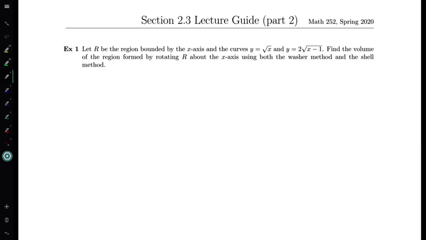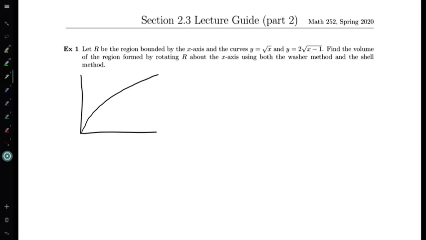Here, R is the region bounded by the x-axis and the curves y equals root x and y equals 2 root x minus 1. We want to find the volume of the region formed by rotating R about the x-axis, using both the washer method and the shell method. So let's draw the region. We've already done the work for this, and part of the reason I'm recycling some examples here is so that we don't have to spend a lot of time worried about what the region looks like, and instead we can focus on the different methods.